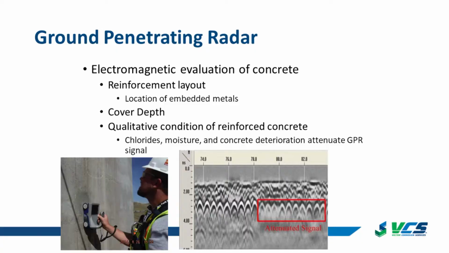But then we can also do a qualitative condition assessment as well. You can see in this image down here on the right that there are the bright white hyperbolas, but then there are some areas of faded. Well, what's happening here? The reflection of the GPR wave from that steel has weakened. There are a lot of different reasons that can happen. If there's a lot of moisture and chlorides in the concrete, that'll weaken the signal as it travels through. If there's a lot of cracking and delamination, that can scatter the signal, cause reflections, and weaken the ultimate reflection. So there are a lot of things related to deterioration that can attenuate that signal.